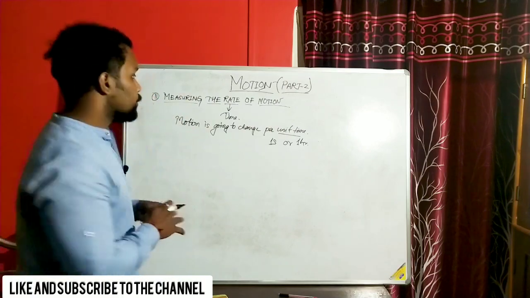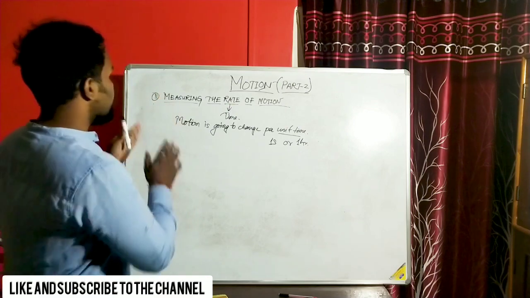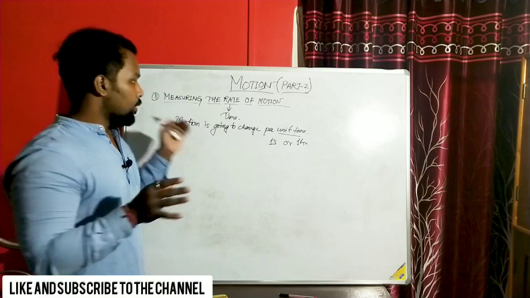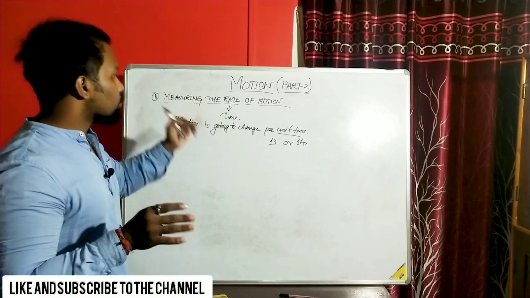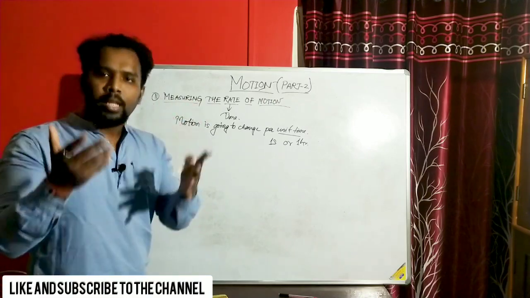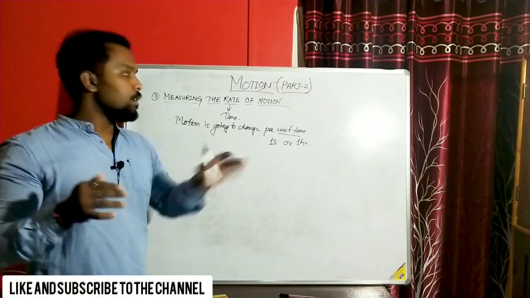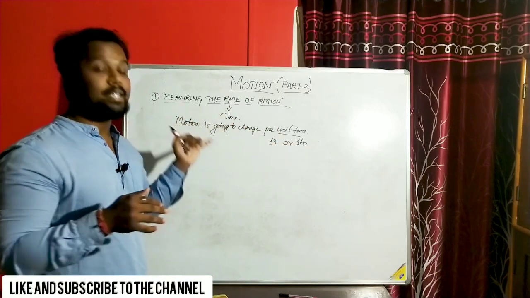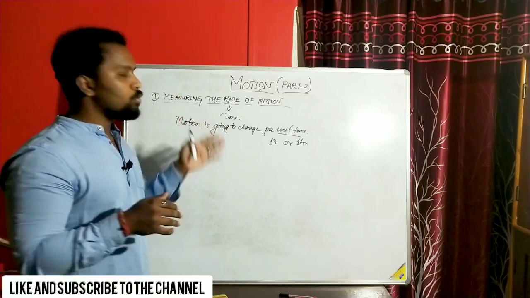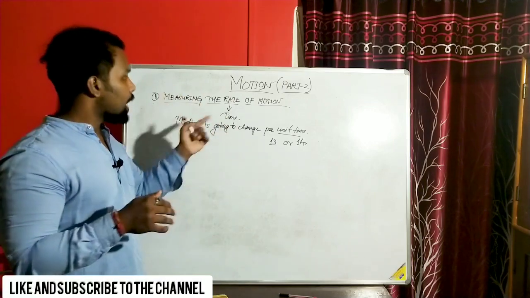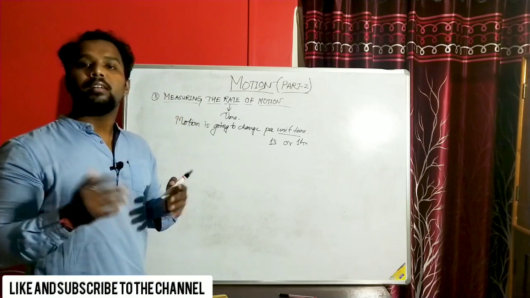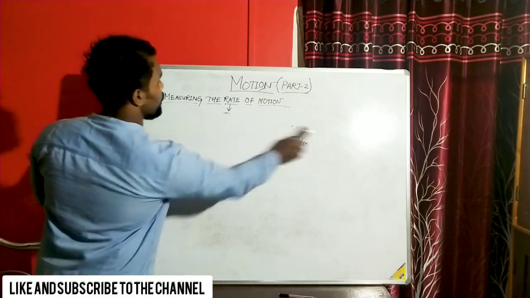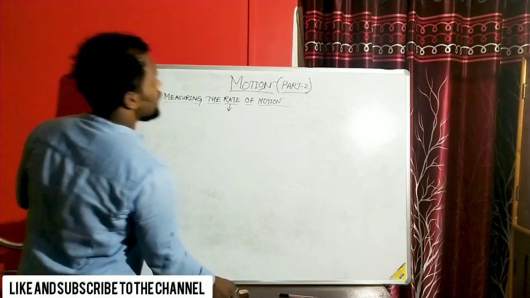Okay, now we will again move towards the topic measuring the rate of motion. Now I think you have understood the meaning of rate, right? We can say that whenever the word rate is used, it means something in physics is changing with respect to, or per, unit time. That is known as the rate. And in physics we always deal with time to measure the rate.